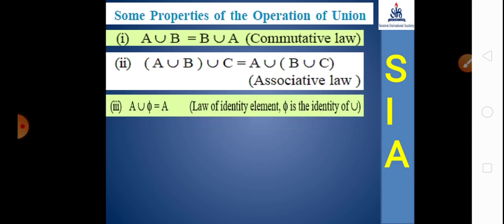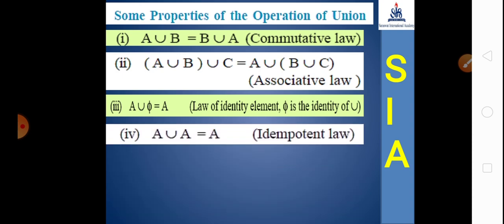Now third, A union null set is always A. You know that the null set has no element. No element union A, the answer is always A, and that is called the null set being the identity element for the law of union. It means whenever you form a union of any set with the null set, your answer is that same set. Next, fourth one, A union A is equal to A. It means set A union with itself, the answer is always A. It is the idempotent law. Idempotent law means a given set union with itself gives the same set as the answer.